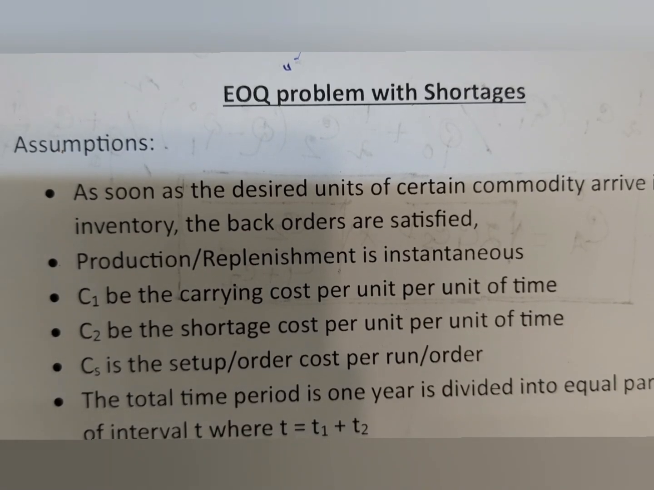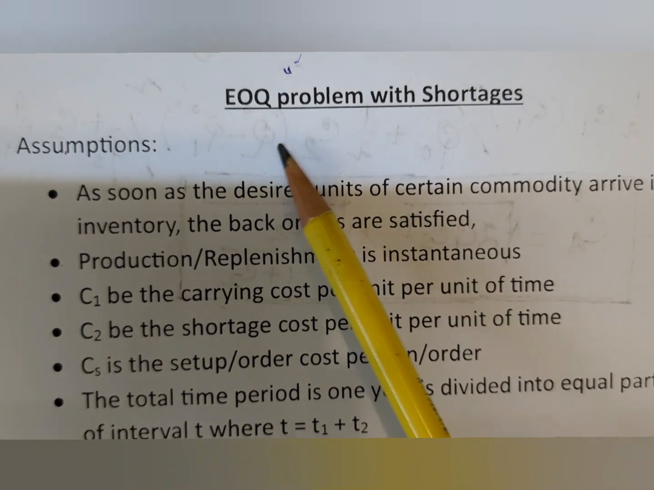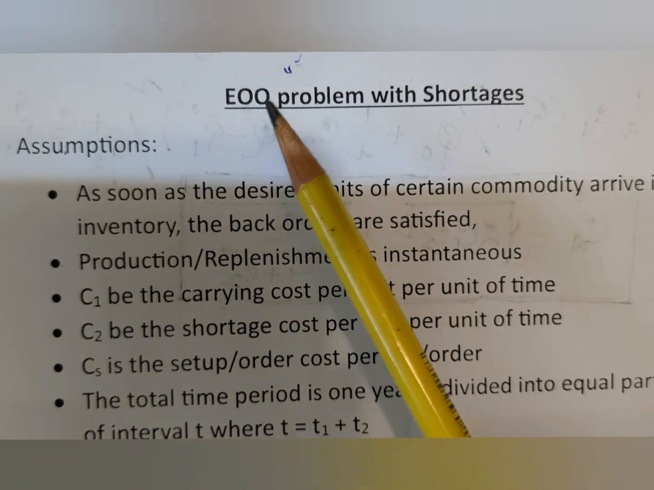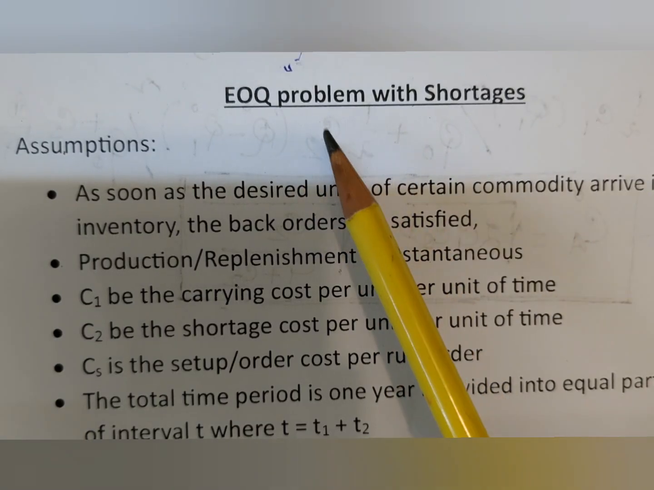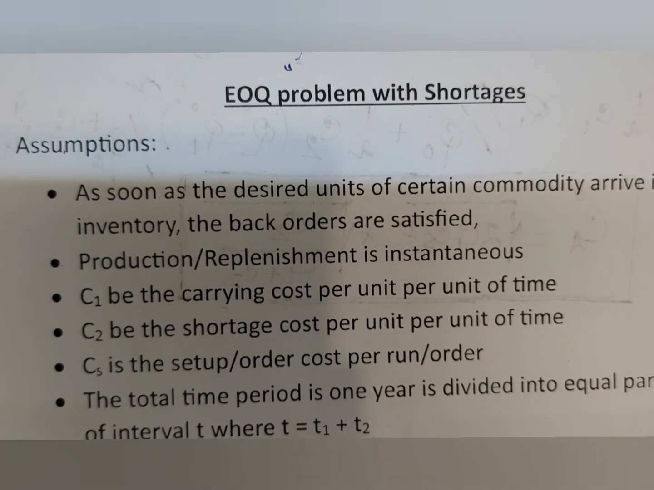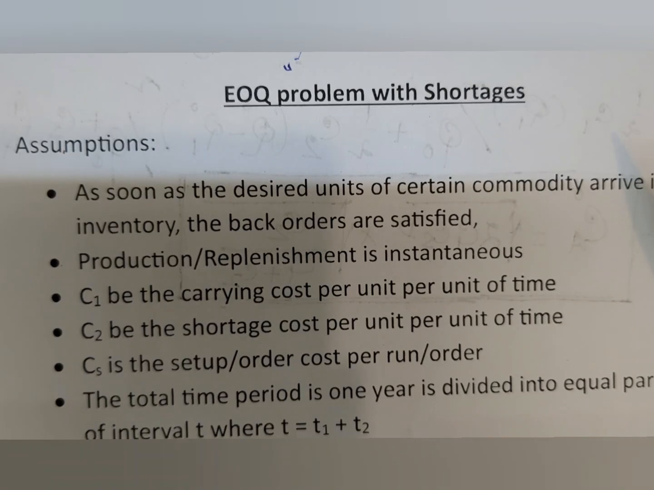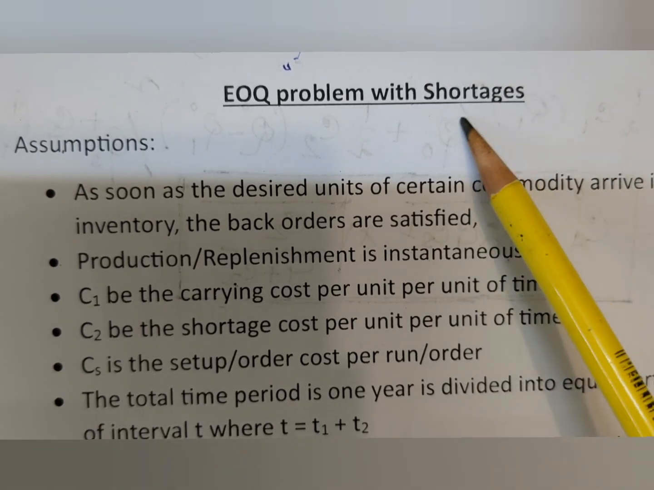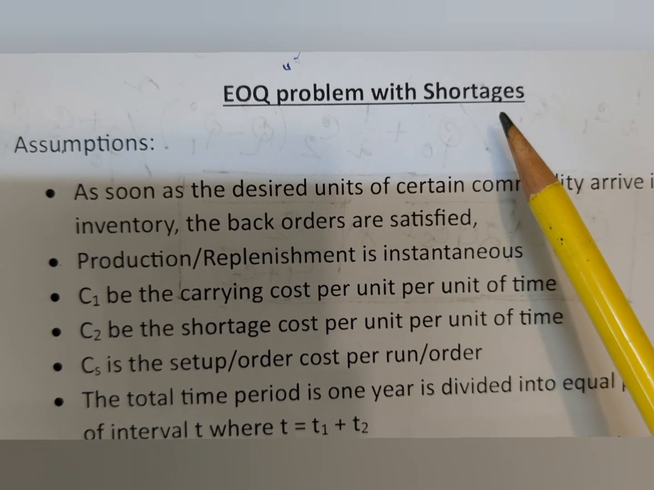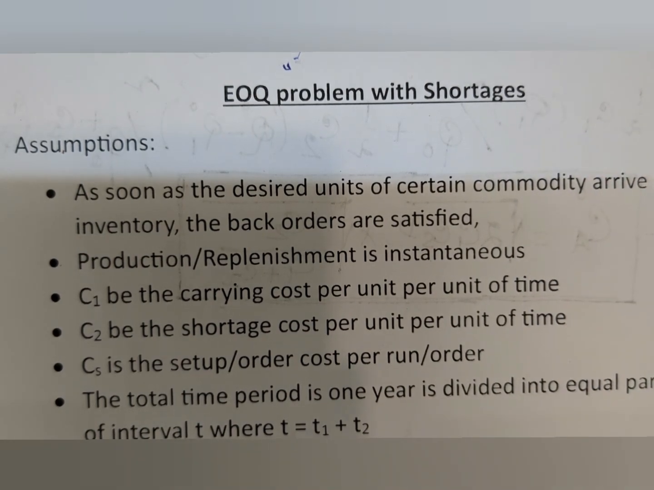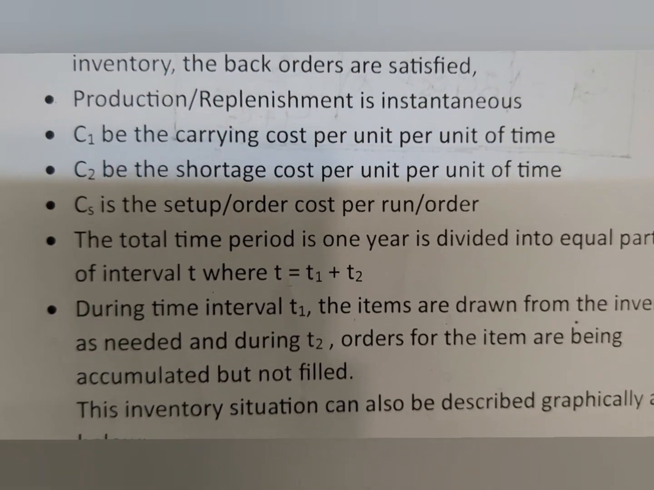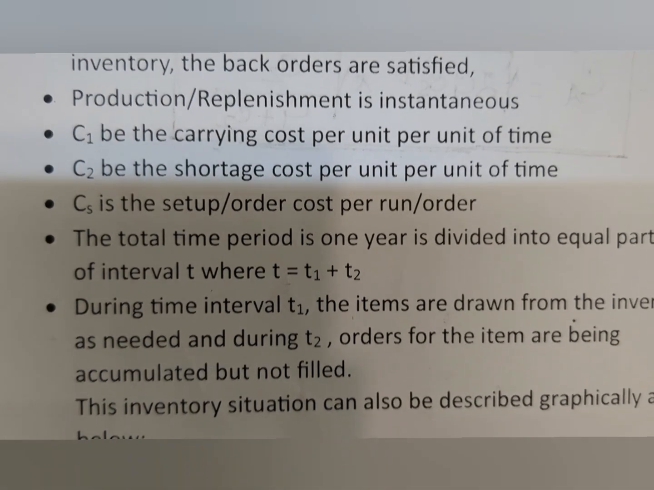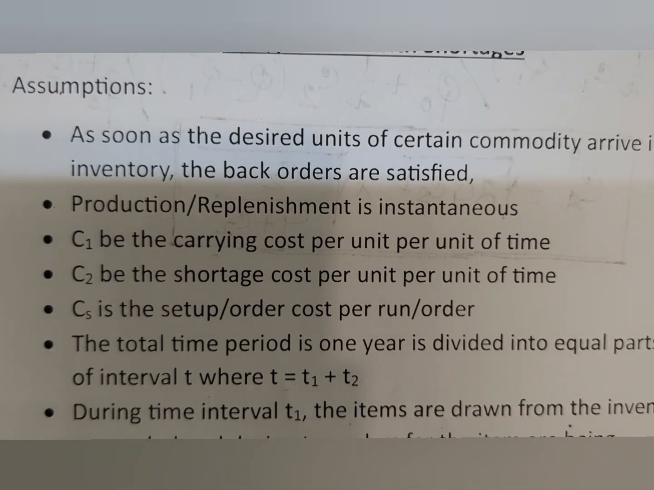Today I am going to discuss the EOQ model, economic order quantity model with shortages. Previously, in my previous video, I discussed EOQ but without shortage. The difference is in this case we are going to consider shortages also. That means back orders are allowed in this model. Now, the assumptions.